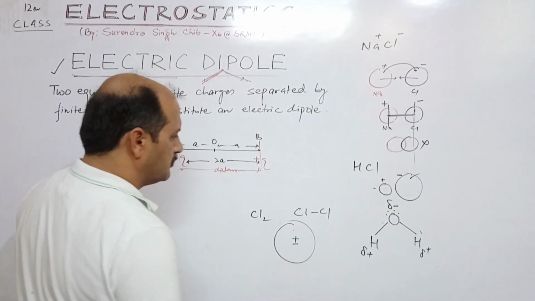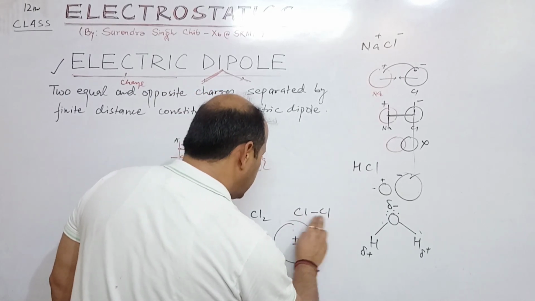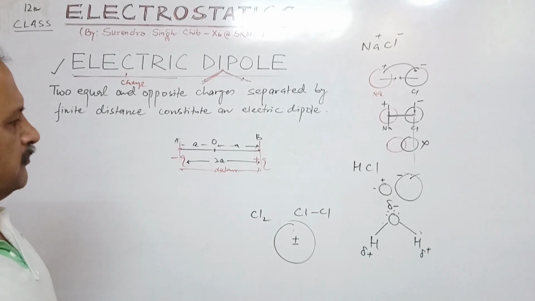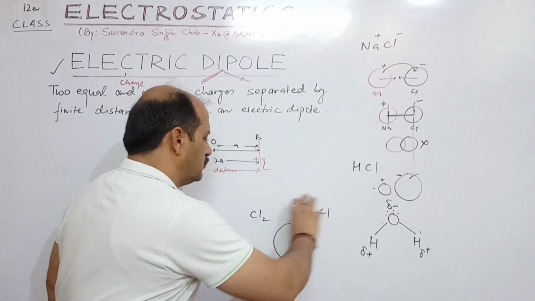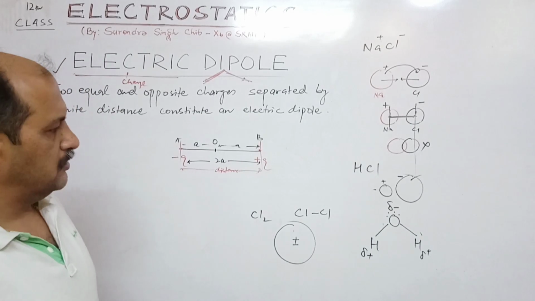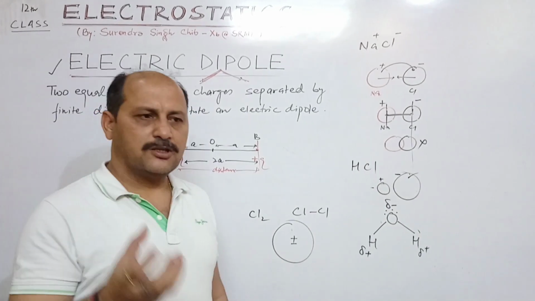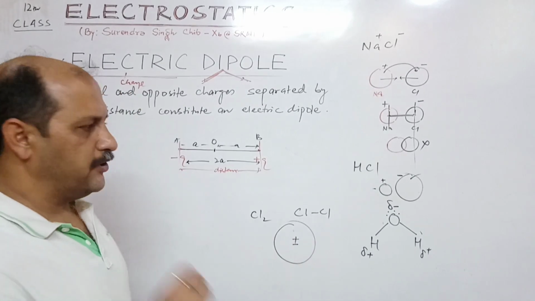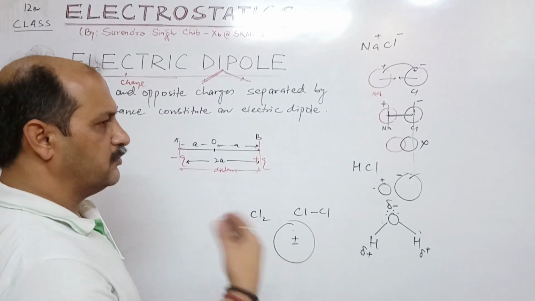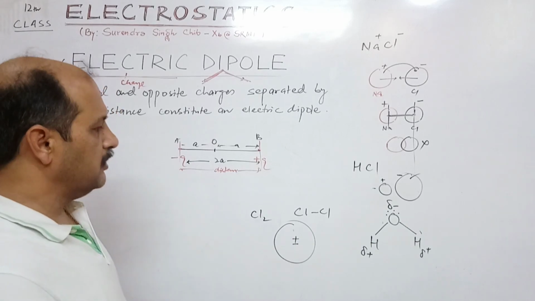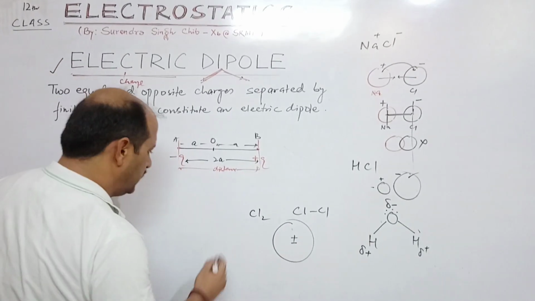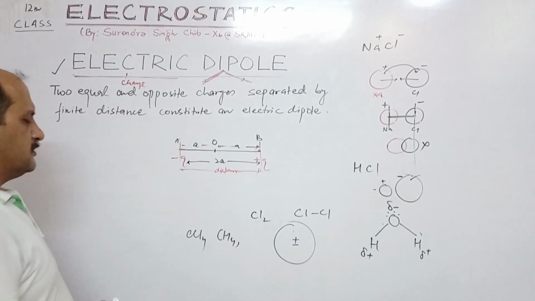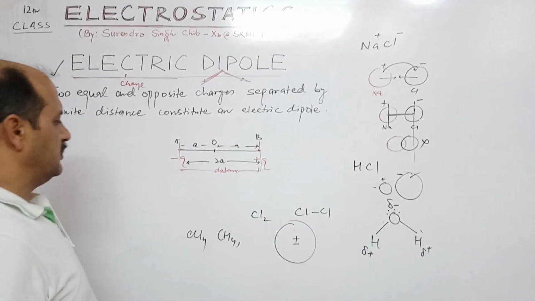Other reason is that these two have the same amount of electronegativity. To form an electric dipole, the electronegativity of two atoms or two ions should be different. जिसकी electronegativity ज़्यादा होती है, it attracts the electrons towards it and attains a negative polarity as compared to the other, and the other one attains a positive polarity and forms an electric dipole. Similarly, methane, CCl4, all these are not dipoles. The dipole moment is 0.